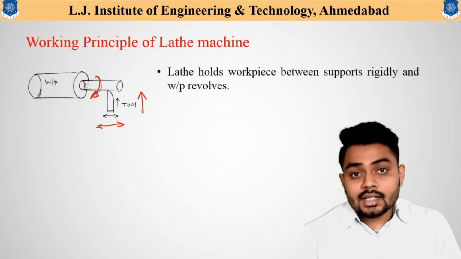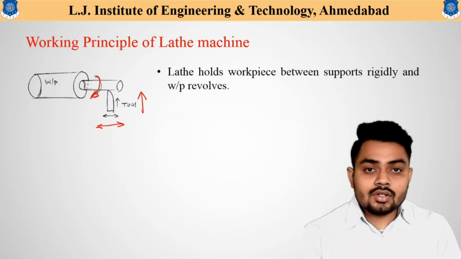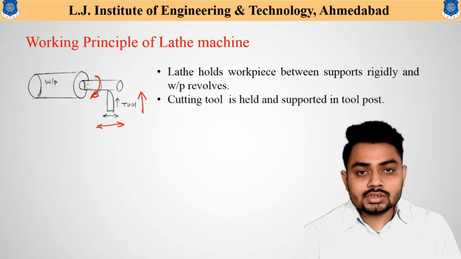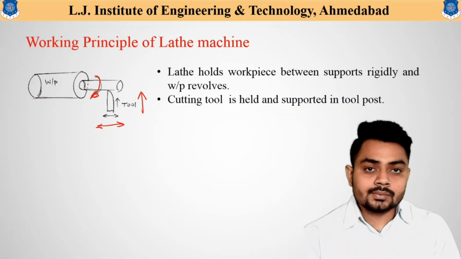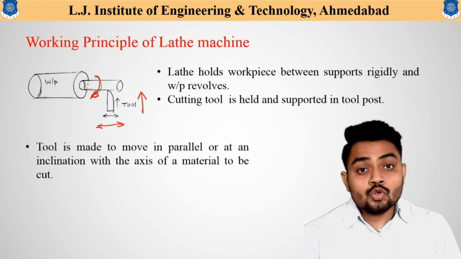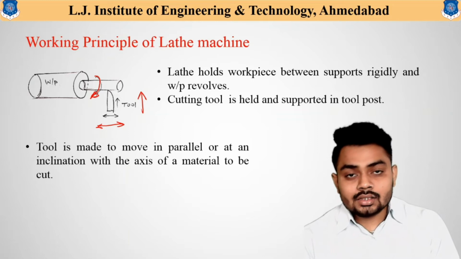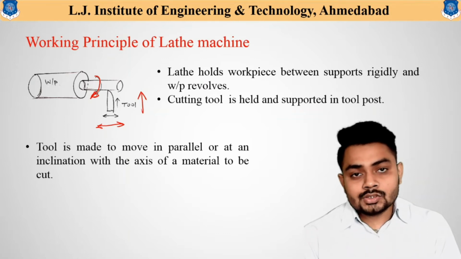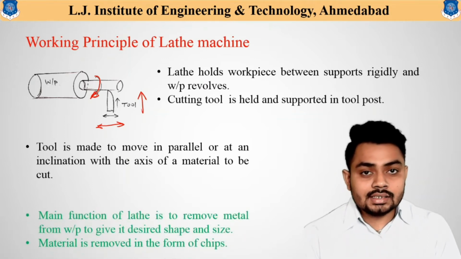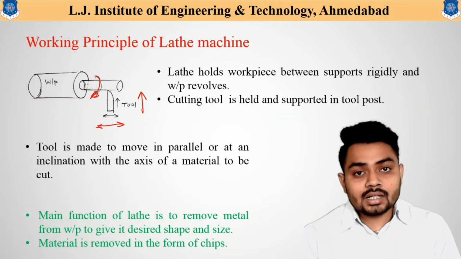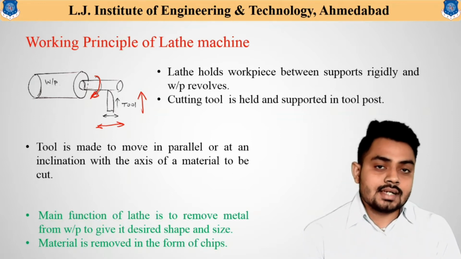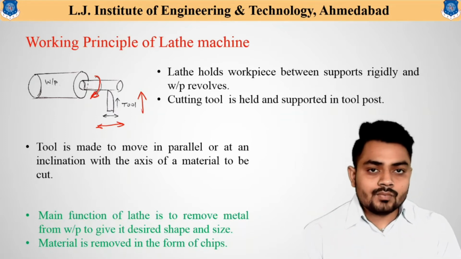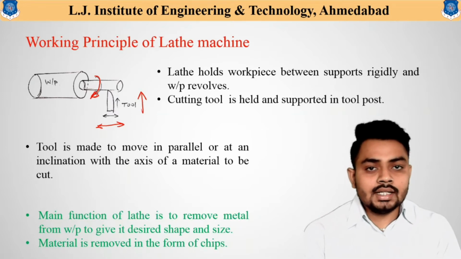Again, in a lathe machine the workpiece is revolving about a certain axis, whereas the tool is held rigidly in the tool post, and this tool is given movement in a parallel direction, or it may be moved at a certain inclination to the machining surface. The main function of the lathe machine is to remove material from the workpiece and give it a desired shape and size. The material removed is in the form of chips. So this is the basic detail about the lathe machine.